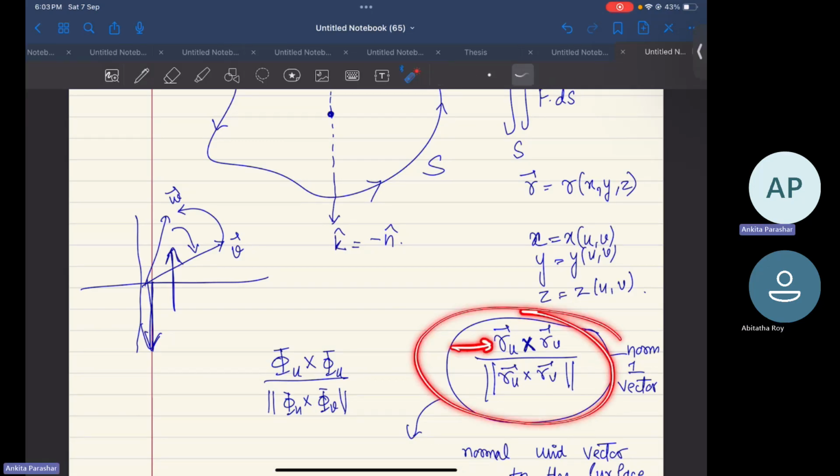We take the vector which is given by the partial derivatives. This is like a tangent in the u direction, tangent in the v direction. You take the cross product, it will be the normal. It will be perpendicular to your surface. And then you divide just to make sure it is norm 1. Okay, so far so good. So we know how to find a norm 1 vector which is perpendicular to the surface.